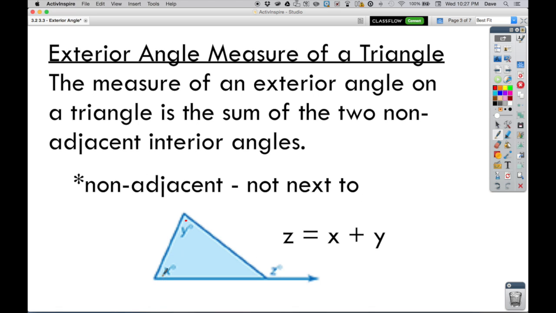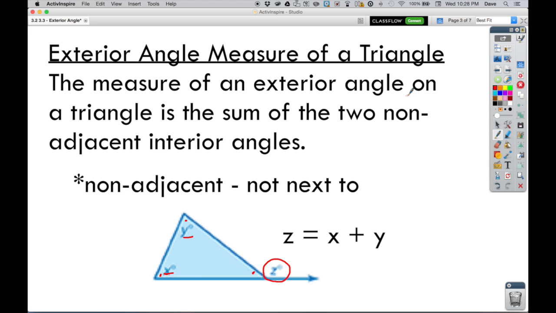There's this angle, and this angle. Now we're looking for the exterior angle Z. So what we do is we look at the two non-adjacent interior angles. Of the three interior angles, we're only going to use these two because they're not next to our angle Z here. So it always turns out that this exterior angle Z is just X plus Y. That's a way to find the exterior angle measure using interior measures on triangles.